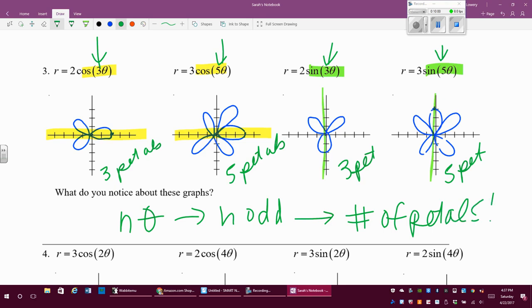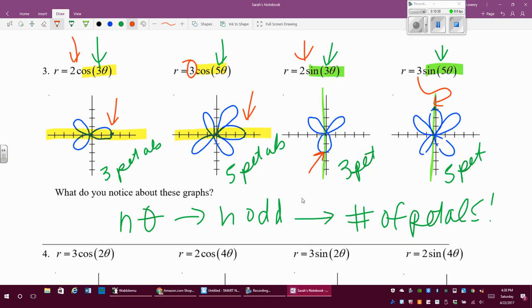The other thing here is that this number in front tells you how far the leaf extends. So you notice this one extended out 2 units. This one extended out 3 units. This one here extends out 2 units. This one extends out 3 units. So that's pretty important. So anytime we have a rose curve, we're going to have the number of petals, if it's odd, and how far out it extends.